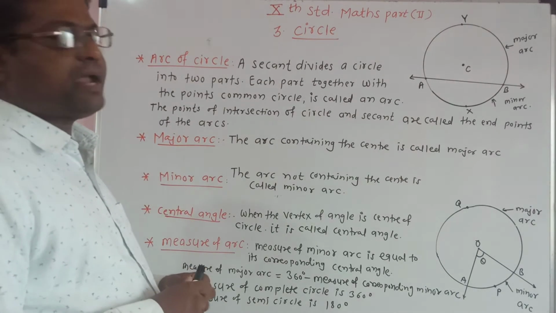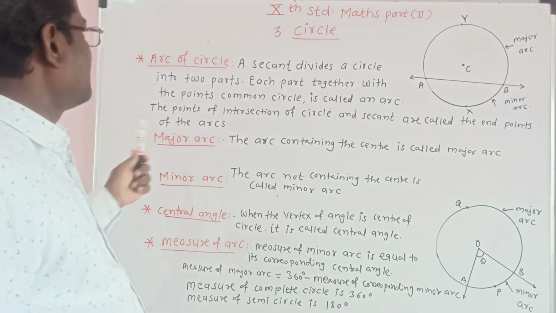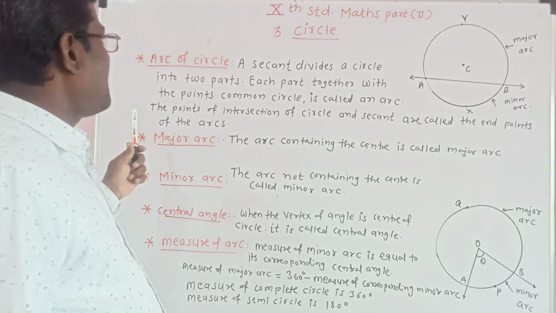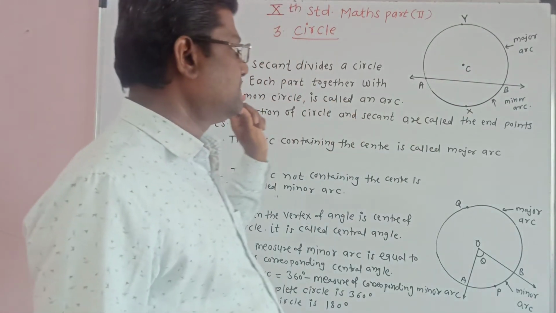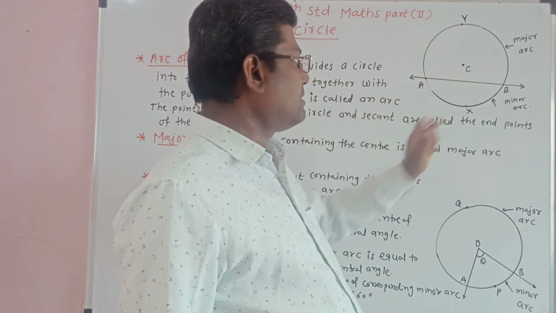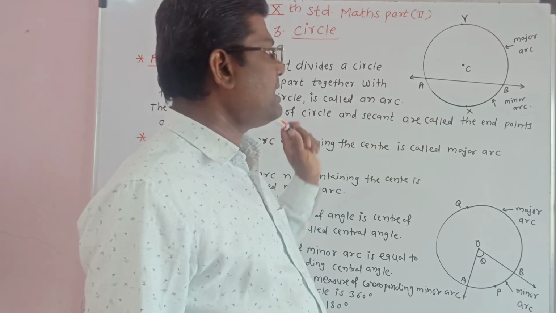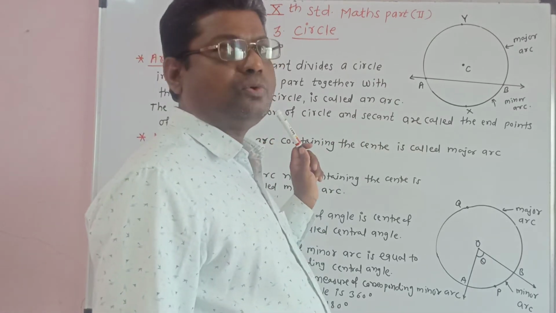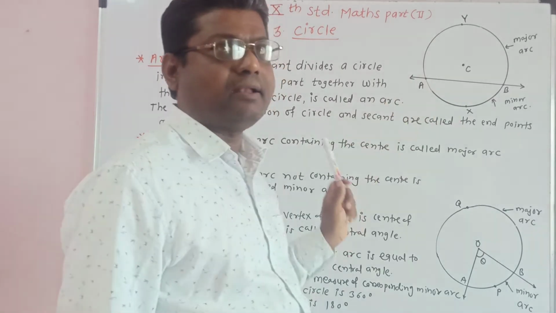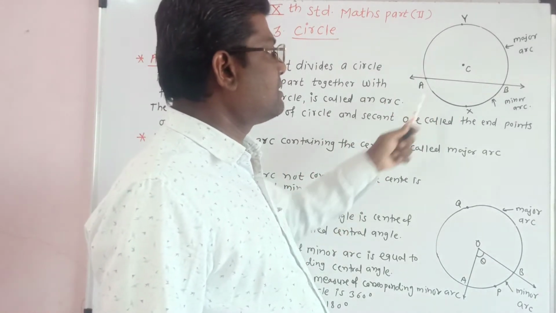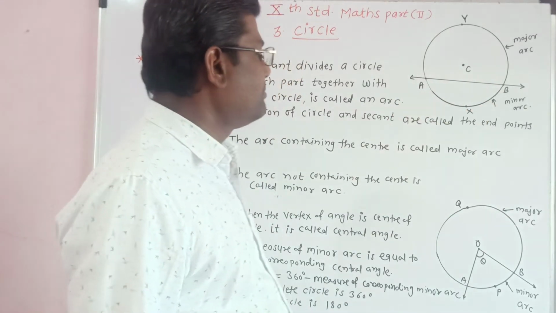10th standard maths part 2, lesson number 3 is Circle, and let's study the arc of a circle. This is a circle with center C, and AB is a secant. We know that a secant intersects the circle in two different points, two distinct points. So a secant is a line which intersects the circle in two distinct points. Here those two distinct points are A and B.